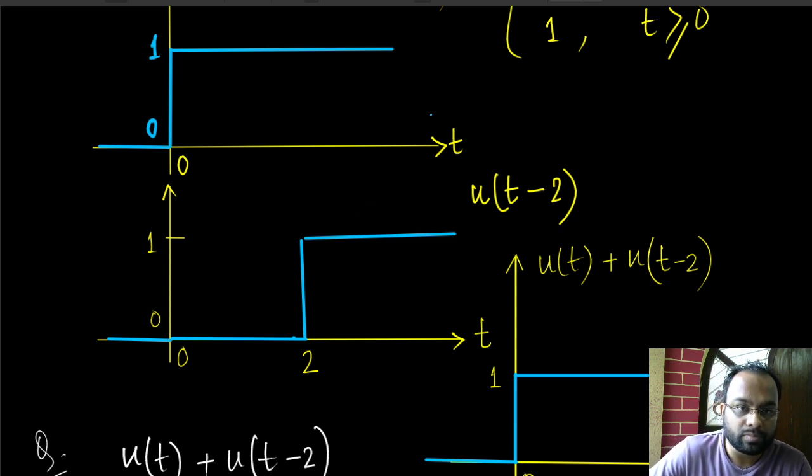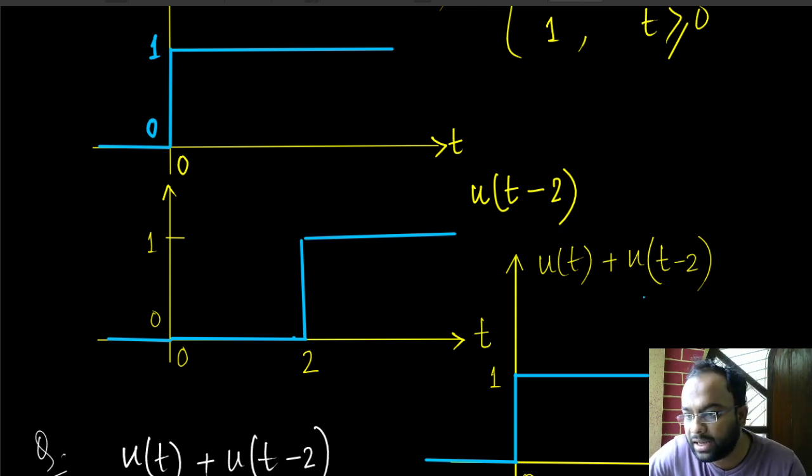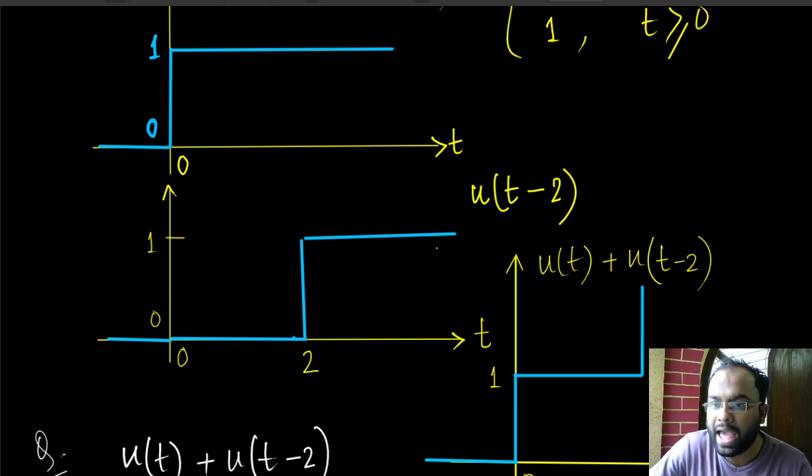So what happens here? The sum now jumps to a value of 2, and afterwards, after t equal to 2, this signal has a constant value of 1 and this signal also has a constant value of 1. So the sum of these two signals will remain at a value of 2 throughout the rest of its lifetime, right?